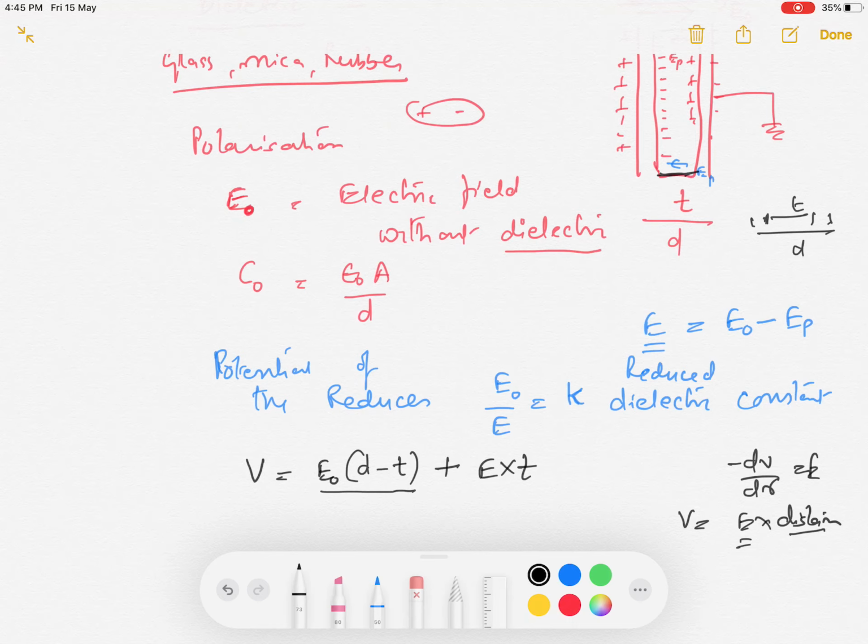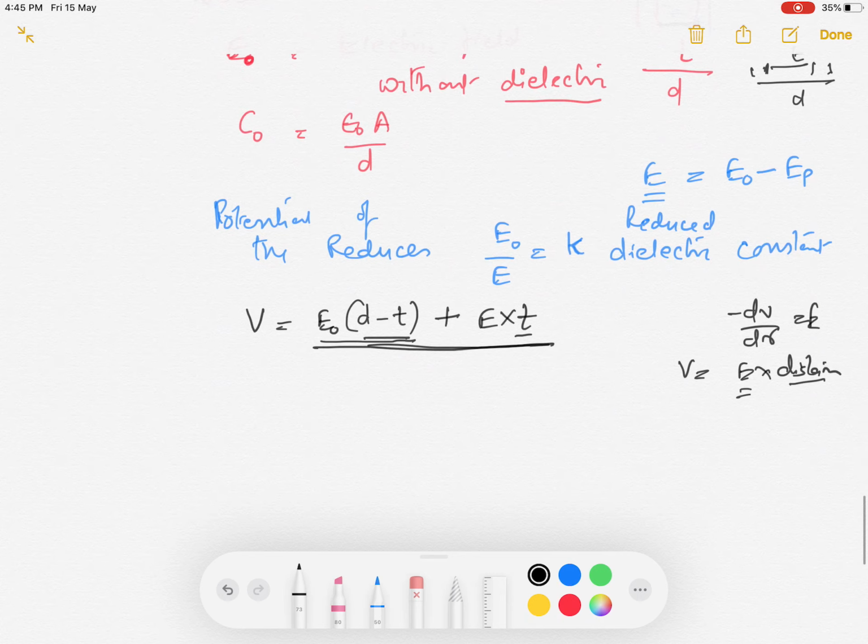How much? E into the thickness t. This is the reduced value of potential. This much should be very clear to you. This is the formula, electric field into distance, and you have to use it like this: you have to take the initial electric field in which there is air, the spacing is air, and the thickness t. Both we are using. See, distance, we have covered all the space filled inside the capacitor.